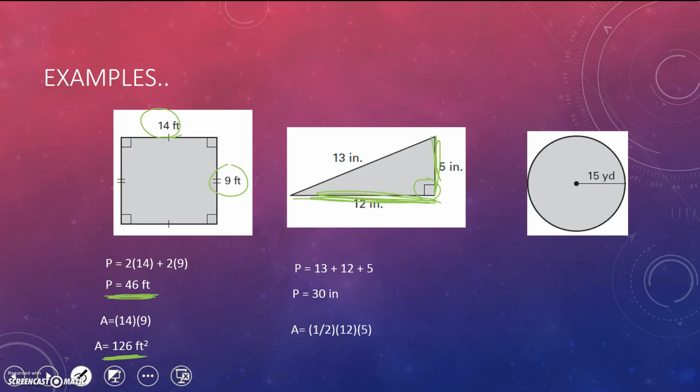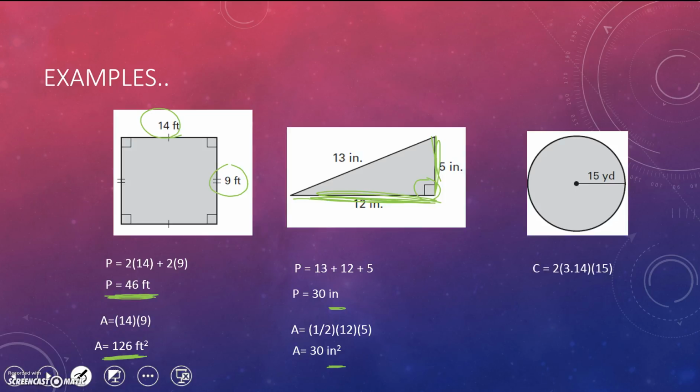So it's 1/2 times 12 times 5. And we get a total of 30 inches squared. Again, inches versus inches squared. That information is very crucial. Okay, finally we're going to do the circle. Instead of perimeter now, same idea, but it's called something different, called the circumference. We're going to do 2 times pi times r.